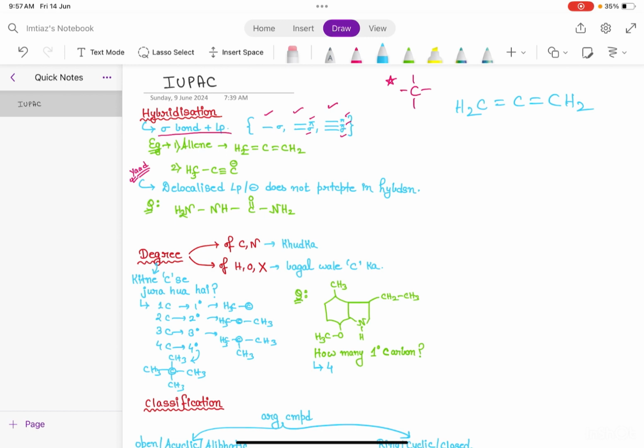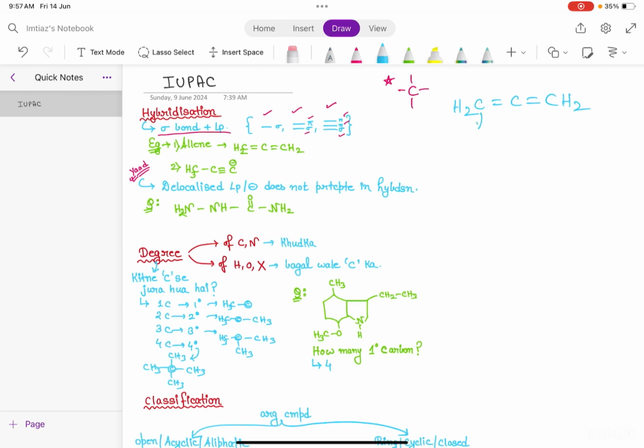Now how do we find out the hybridization? Let us see the first carbon. It has 1 double bond and 2 hydrogens over here, so 1 double bond and 2 single bonds. Single bond means a sigma, and the double bond has sigma and pi. So how many sigma are there? It is 3 sigma.